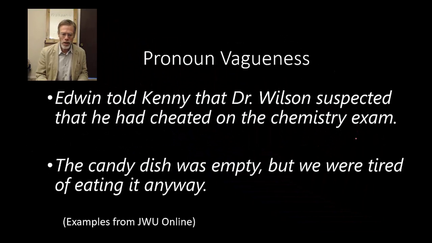Here are a couple of examples I found online that I liked. "Edwin told Kenny that Dr. Wilson suspected that he had cheated on the chemistry exam." In that case, of course, there's two possible antecedents for "he." It could be Edwin, or it could be Kenny. I suppose it could even be Dr. Wilson, although that one seems a little less likely.